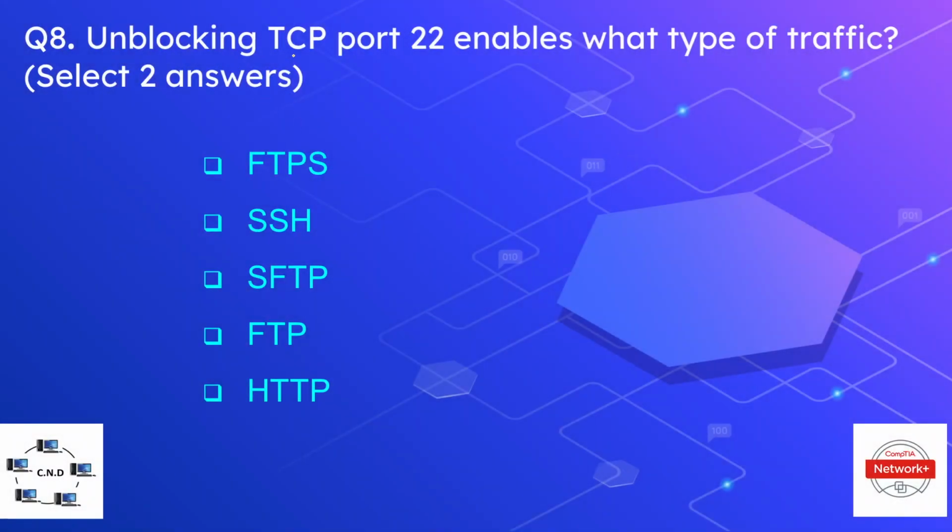Question number 8 is: unblocking port number 22 enables what type of traffic? We have to select two answers, and the options are FTPS, SSH, SFTP, FTP, and HTTP. And the correct options are, as we already studied, that SSH uses TCP port number 22. So SSH is one option, and we also studied that SFTP uses port number 22, that is TCP. So by allowing this port, we will be able to use these two applications.